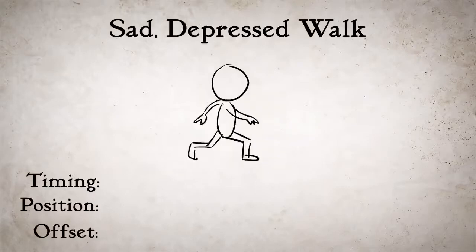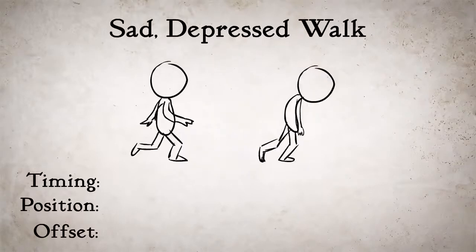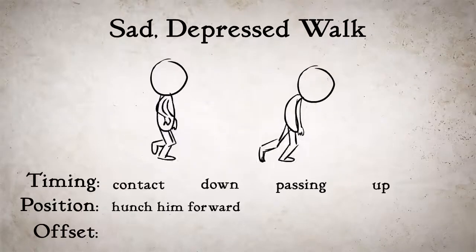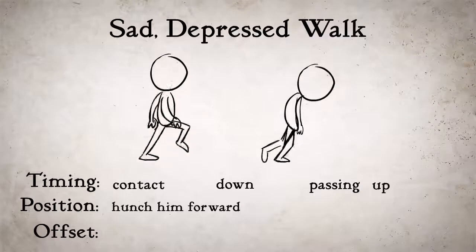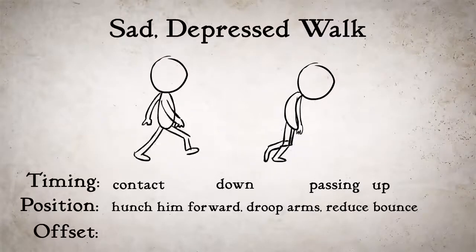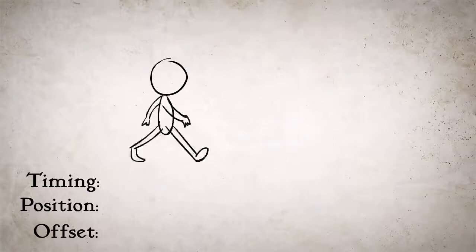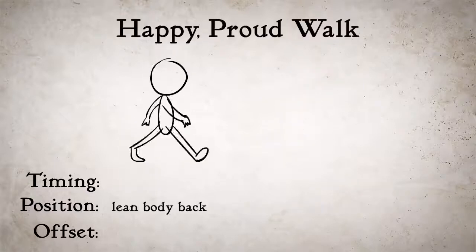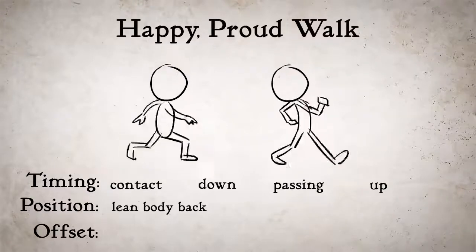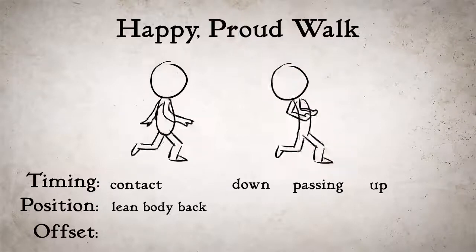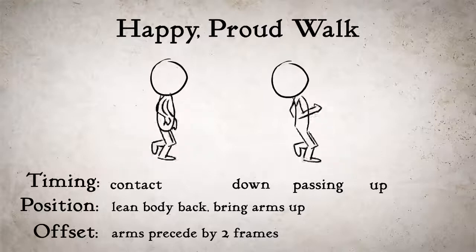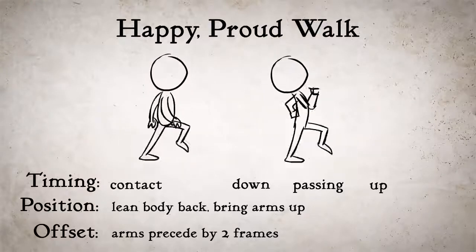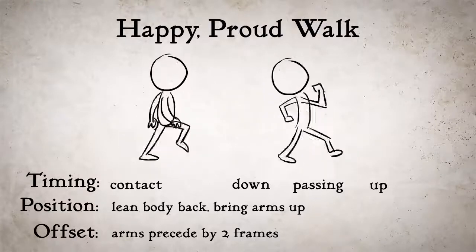To give our character a sad, depressed walk, let's hunch him forward, make his contact pose and down pose take much longer, and droop his arms down low. His up and down poses should be close in height to take away the bounce. To give our character a happy, proud walk, let's lean his body back and change the timing to emphasize his contact pose and bring his arms way up. Then let's offset his arm movement so that they are 2 frames ahead of the legs in order to make it seem like he's leading with his arms, giving him a more powerful attitude.